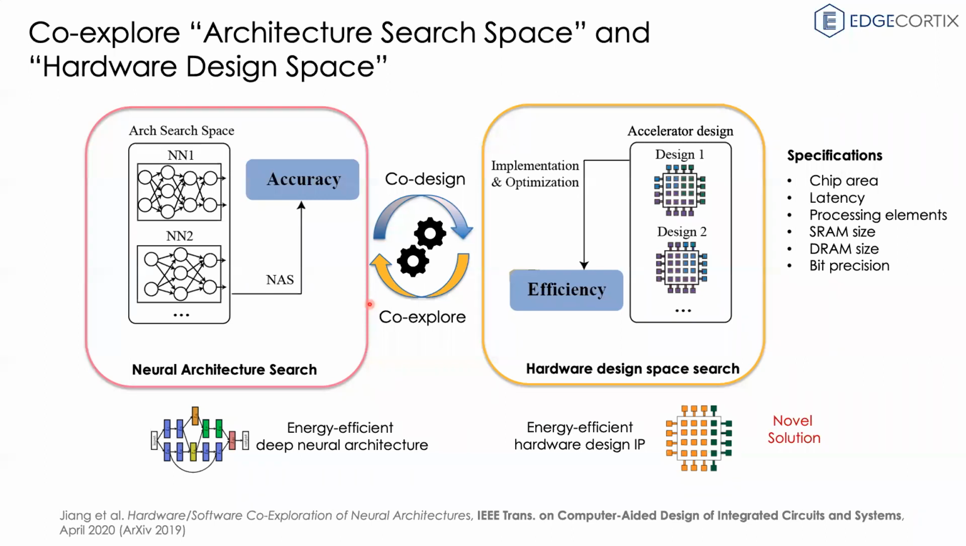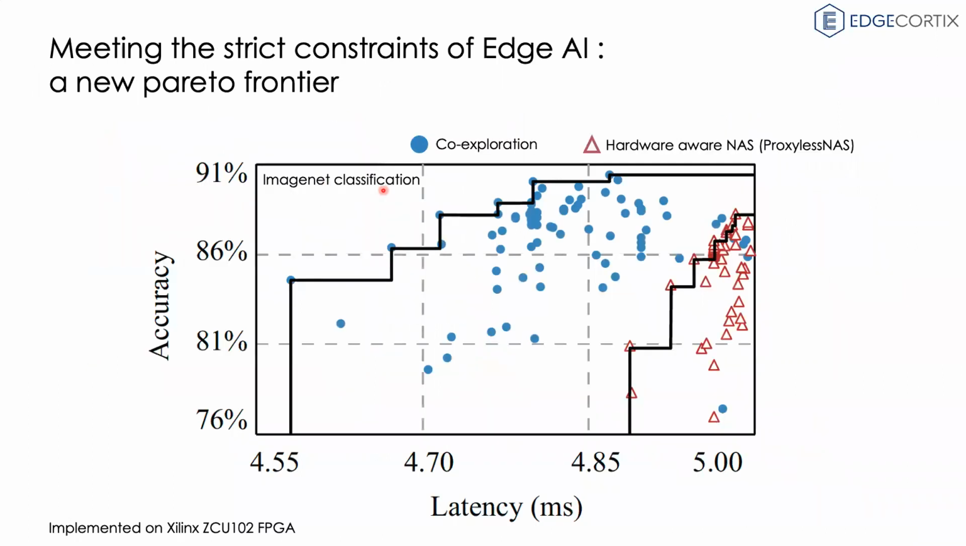Okay, so without getting into too much detail of how one could implement this, let's look at some results of what such a platform would actually offer in terms of an edge AI solution. What you see here is that you can use such a co-design framework to satisfy diverse constraints on both your latency as well as accuracy, meeting the strict constraints that we have already laid out for edge AI.